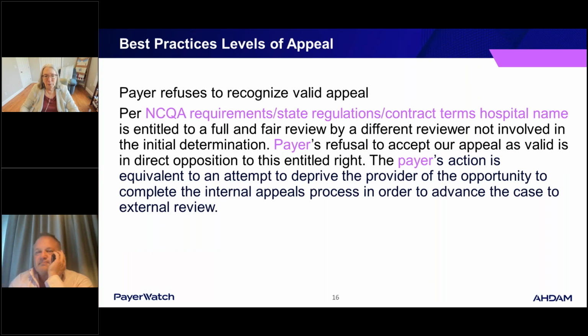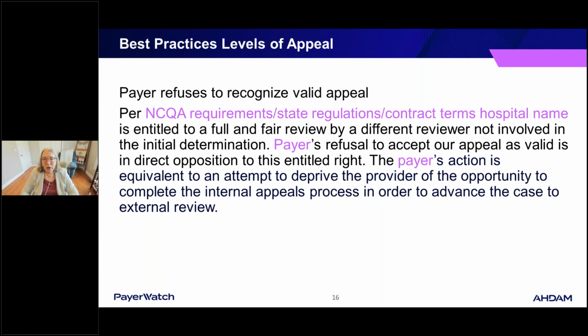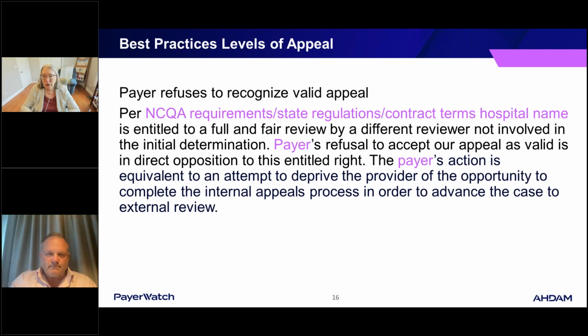So here, I'm going to give you some arguments that you could use in your appeals to argue back to the payer. You could say per NCQA requirements, state regulations, contract terms with the payer, wherever you could pull the language from for your hospital. Anywhere it's purple or lavender here, you would put in whatever is appropriate to that particular case. The hospital is entitled to a full and fair review by a different reviewer not involved in the initial determination. A lot of times you're going to find that in your state regulations, and you can quote it from there.